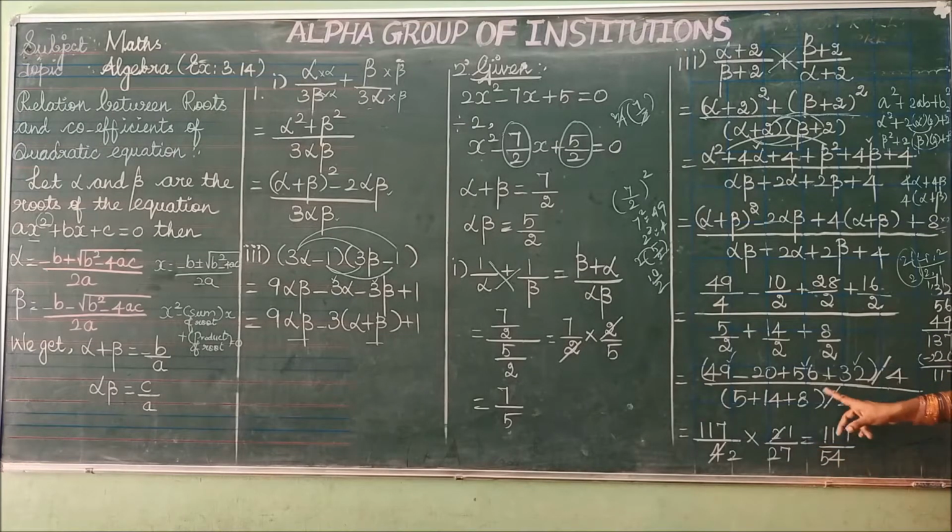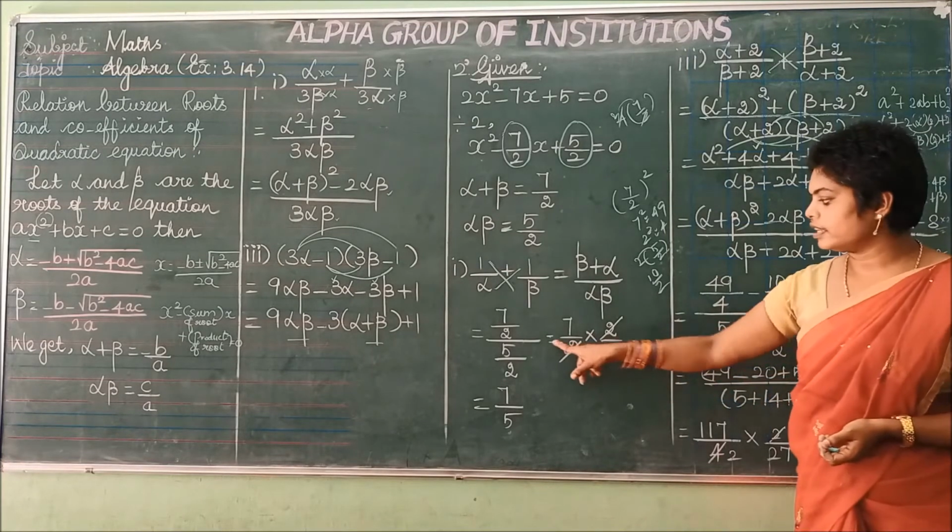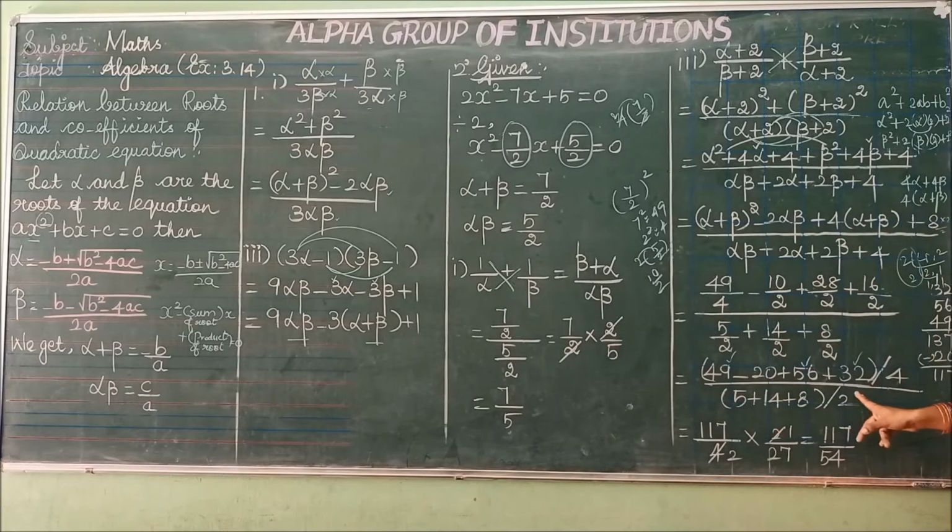So this can be written, here we can rearrange. Likewise you can take the reciprocal, which means 2 divided by 27. This 4 and 2 cancel in the 2 table. Here you get 2. So 117 into 1 is 117, 2 into 27 is 54. This is our final answer.